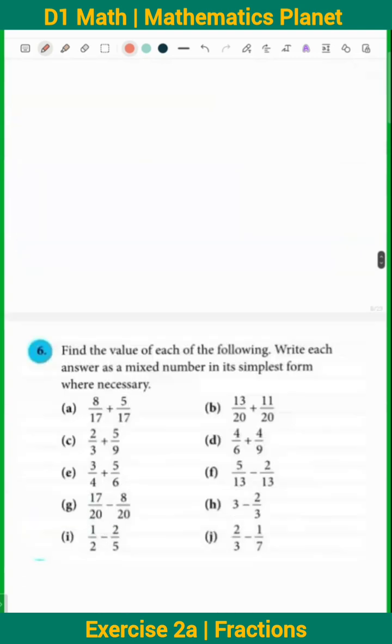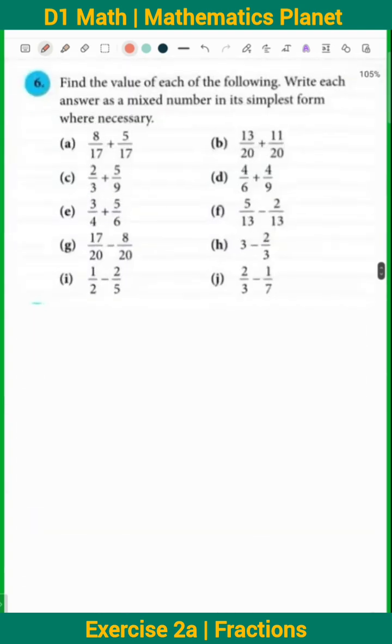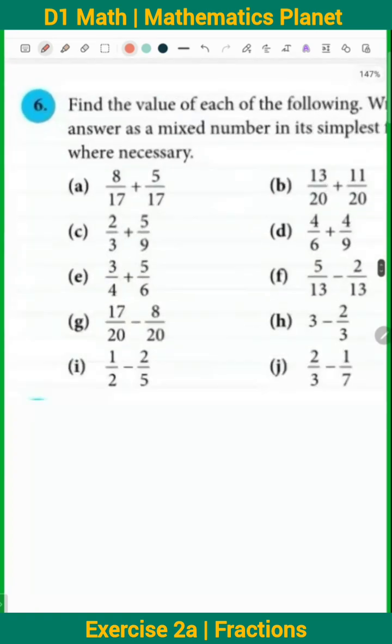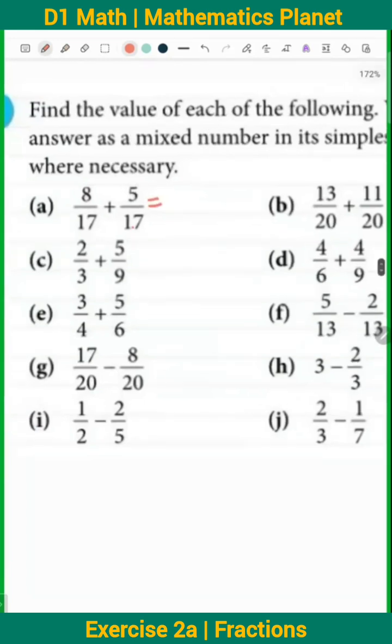Okay, students, find the values of each of the following. Now, write each answer as mixed number. Okay, so now, students, this is the very easy portion, because this is only addition. So if the denominators are same, you can easily add the numerators. What will you get? Keep on 17 for the answering first, fastly.